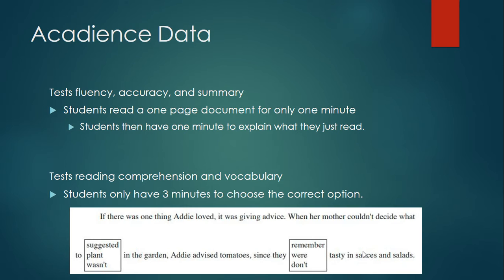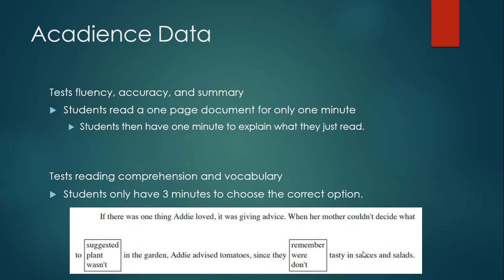They have two different ways for testing these different areas of need or strengths. One way is for my students to read a one-page document, and they only have a minute to read as much as they can. It's a cold read. They don't have any information ahead of time. And then when they are done reading for the one minute, they only have a minute to explain what they just read, and they are being tested on fluency as well as accuracy, and also their ability to summarize the text.